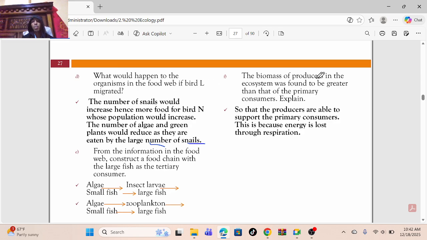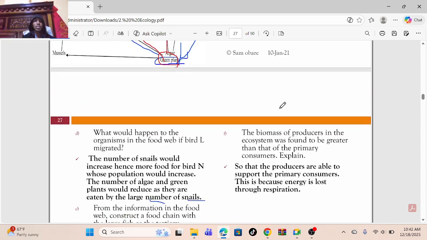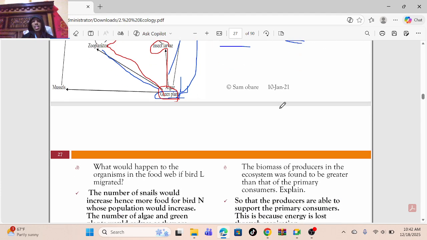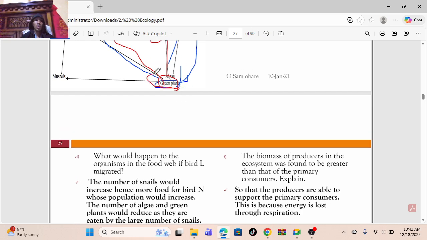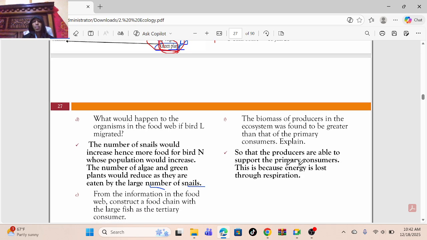The biomass of the producer in the ecosystem was found to be greater than that of the primary consumer. Explain why. Biomass tumesema is the ability to hold. So the biomass of producer mbona inakuwa mingi kuliko primary consumer? That's simple, because the producers are able to support the primary consumer. This is because energy is lost through respiration.